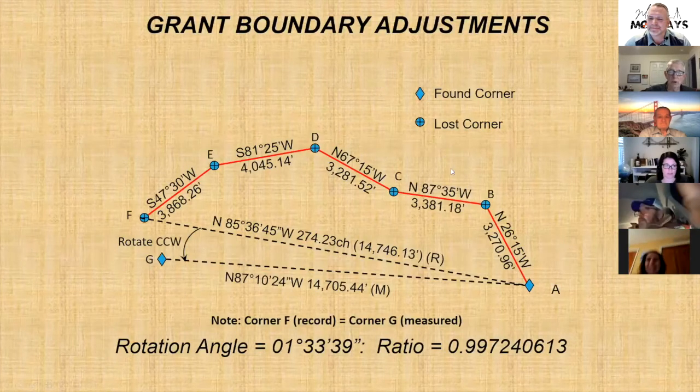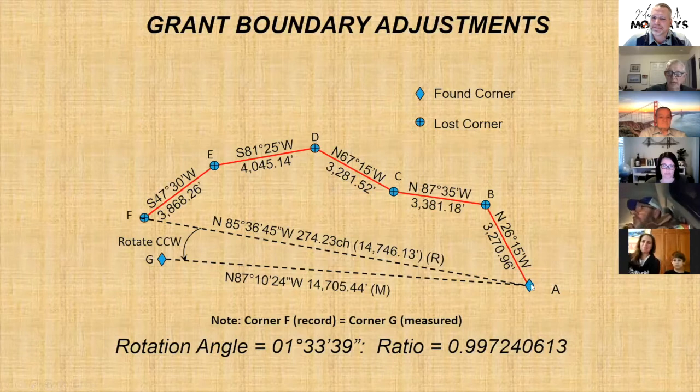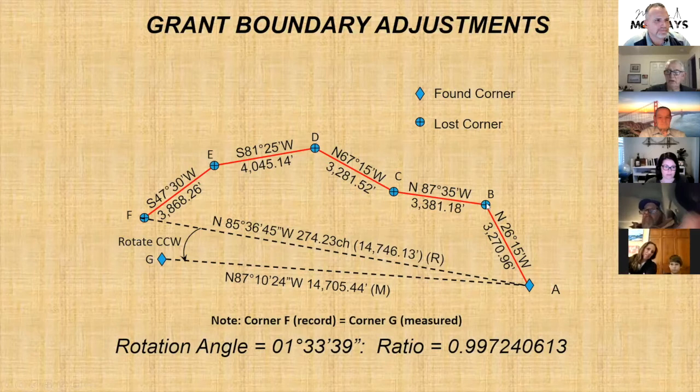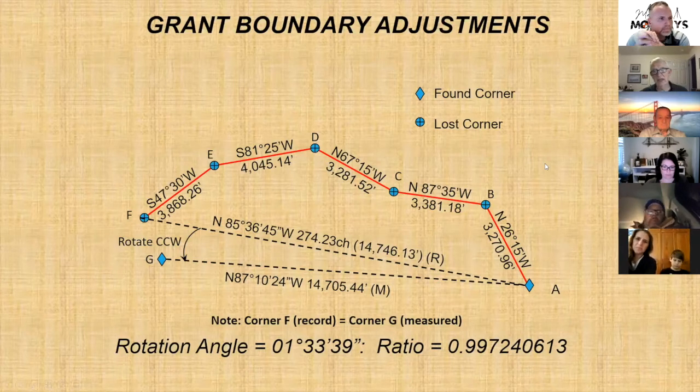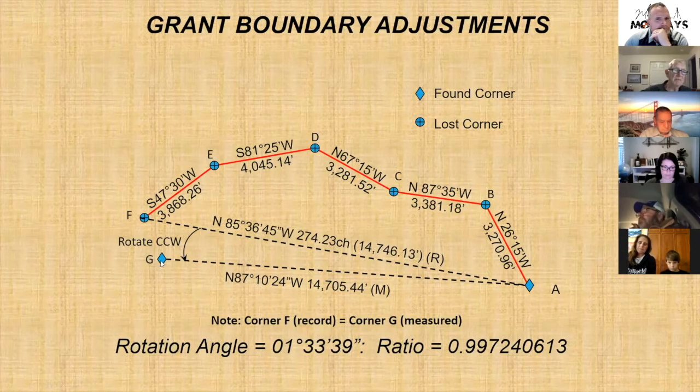So let's take a look at what we have here. We have our point that we found, point A. We went up to point B, couldn't find anything. Record information to point C, couldn't find anything. Record information to D, record information to E, and record information to F. And I told my survey crew when I sent them out there, I asked the party chief to have a search radius of at least 50 feet, to try to find original stuff. And they didn't find anything there until they came over here and they found point G.